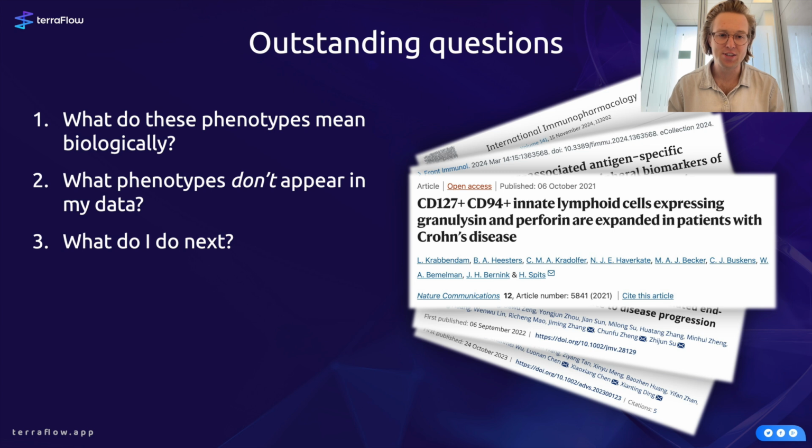The first question is, what do these phenotypes mean biologically? Besides being a statistical correlate, is there some rationale that can justify further experimentation? Second, what phenotypes don't appear in my data? This is especially true in settings like drug safety, where you actually want to demonstrate the lack of an immune response, which means knowing a priori what you want to measure. And then the last is that now that I have my phenotype, what do I do next? What's my next experiment?